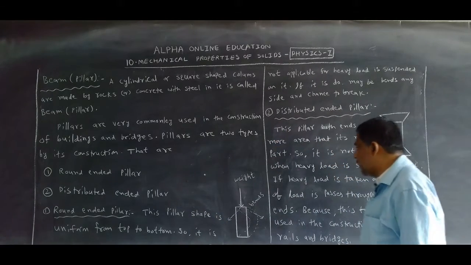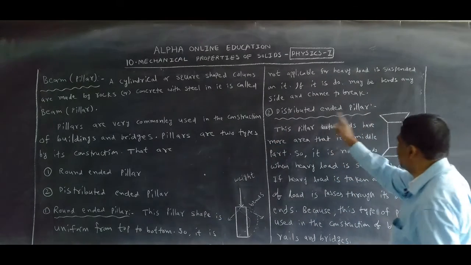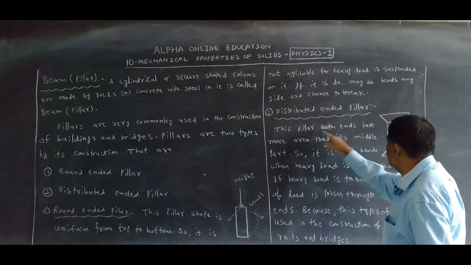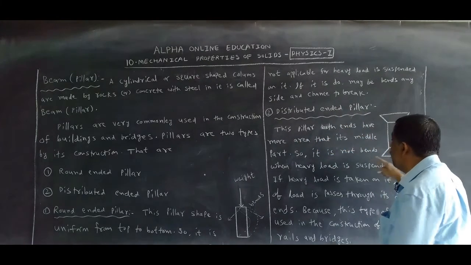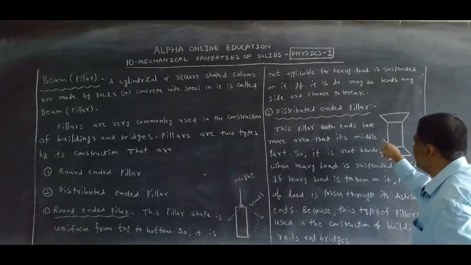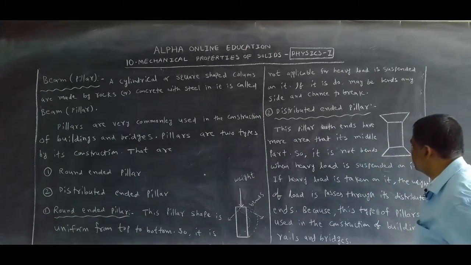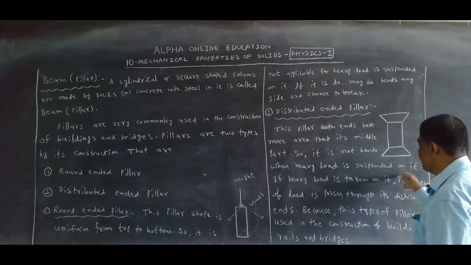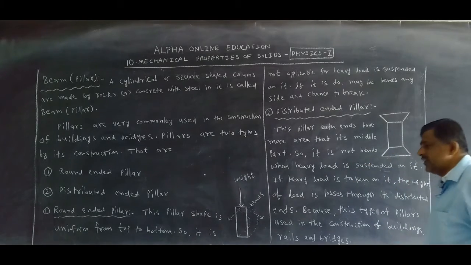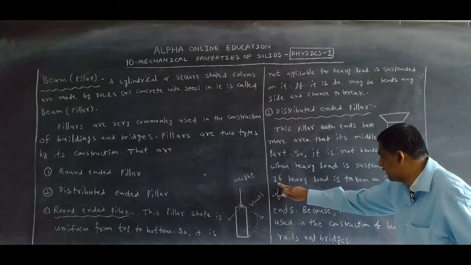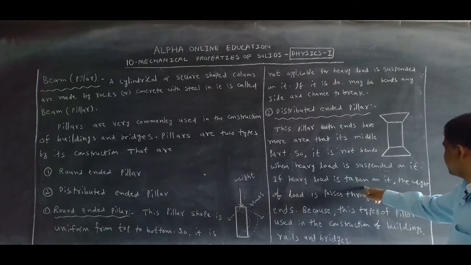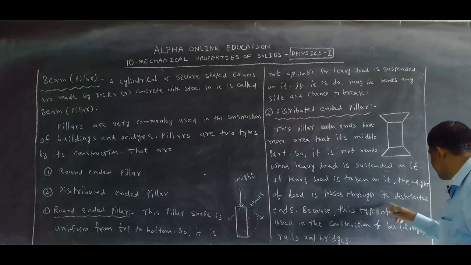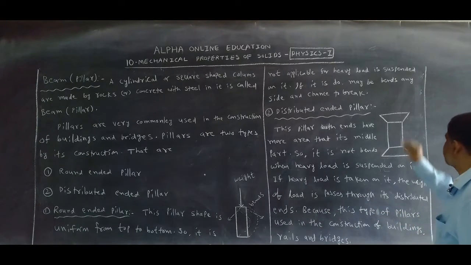Okay, now let us take the distributed ended pillar. In this pillar, both ends have more area than the middle part, so it does not bend. When a heavy load is suspended on it, it does not bend. If a heavy load is taken on it, the weight of the load passes through its distributed ends.